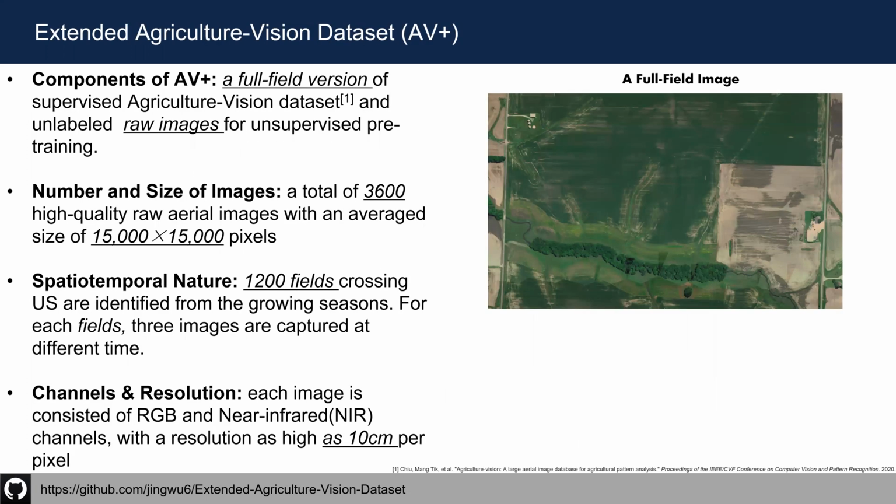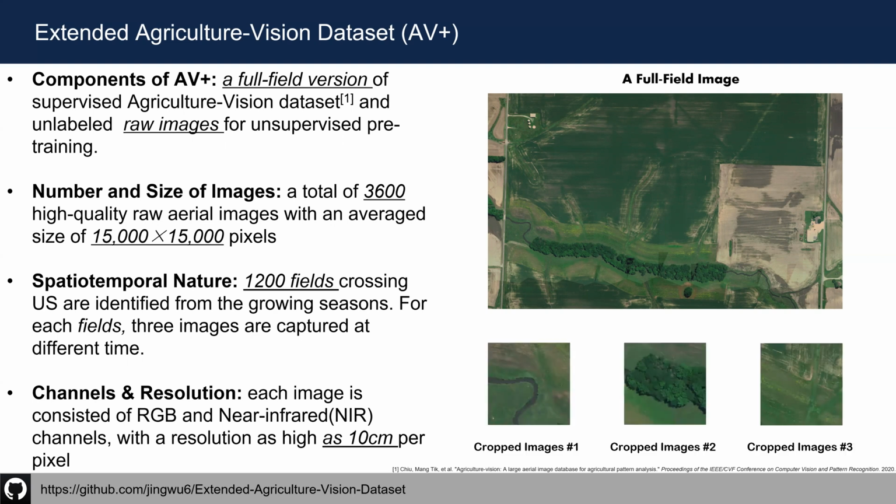Extended Agriculture Vision is composed of two parts. First, a full-field version of the supervised Agriculture Vision dataset. Second, unlabeled raw images for unsupervised pre-training. On the right-hand side, here is an illustration of a full-field image. With such huge full-field images, we crop the images into much smaller tiles or patches. With the cropped images, we can conduct various kinds of experiments.